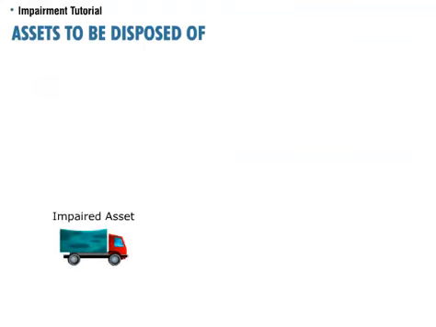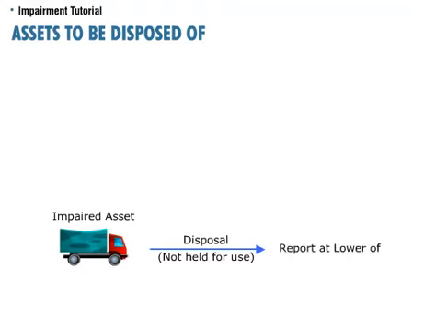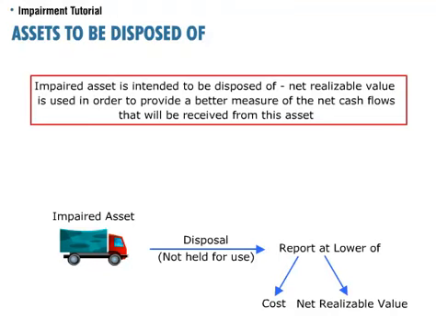What happens if the impaired asset is intended to be disposed of instead of held for use? In this case, the impaired asset is reported at the lower of cost or net realizable value. Because the asset is intended to be disposed of in a short period of time, net realizable value is used to provide a better measure of the net cash flows that will be received from this asset.